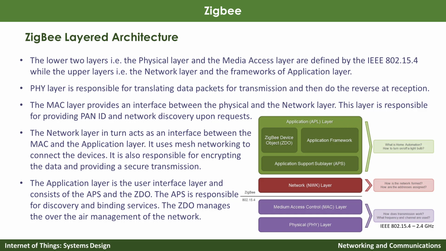The application layer is the user interface layer, and it consists of the APS and ZDO. So basically, they are the components: the application support sublayer and the Zigbee device object. APS is responsible for discovering and binding objects and services. The ZDO manages the over-the-air management of the network.